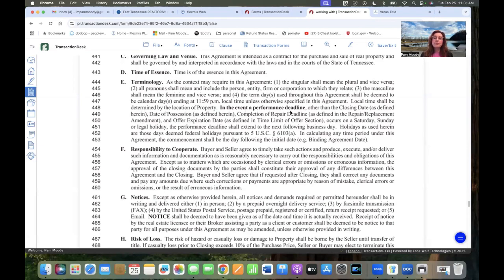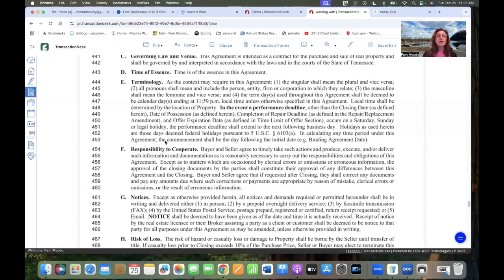In the event a performance deadline other than the closing date as defined herein, date of possession as defined herein, completion of repair deadline as defined in the repair replacement amendment, and offer expiration date as defined in the time limit occurs on a Saturday, Sunday, or legal holiday, the performance deadline shall extend to the next following business day. This is very confusing for a lot of people.